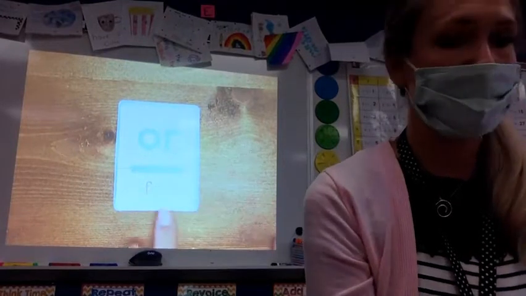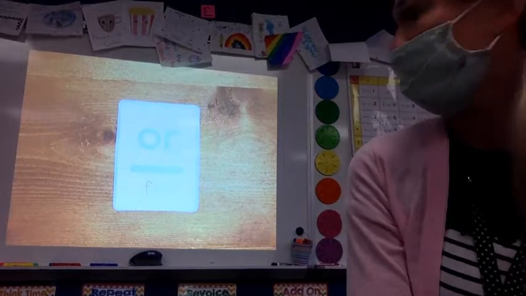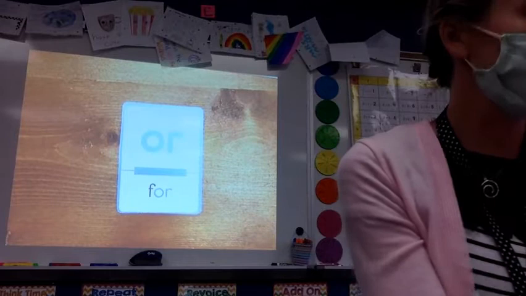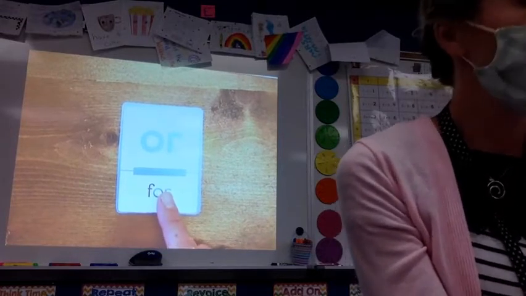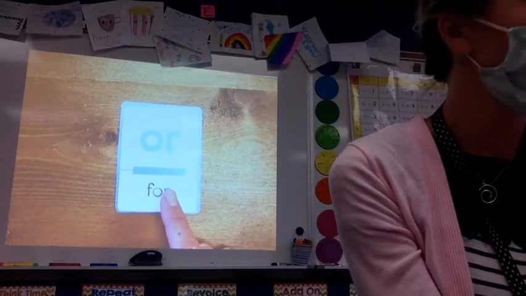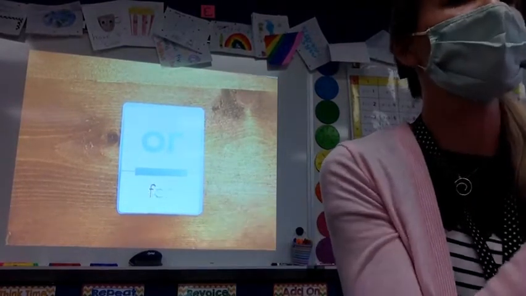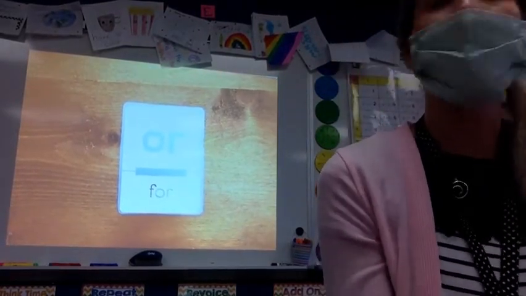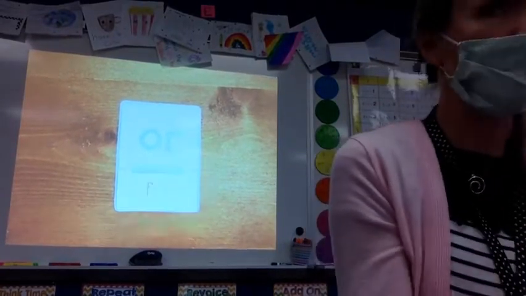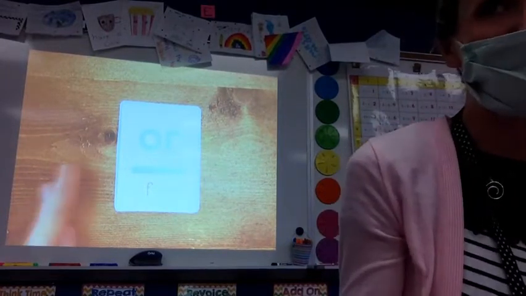Or. Look at our power bar for OR. I'm sorry, that's not super clear to see, but look at our power bar for OR. Is this one quite as strong? No, so there are going to be other ways to make the OR sound as well. What we are going to do is take a quick look at a group of words and identify where that OR and AR sounds are. The reason for that is it's really important to see that the OR and the AR sounds can show up anywhere in a word.